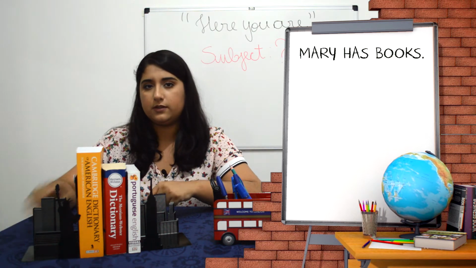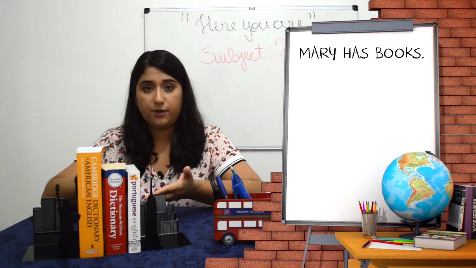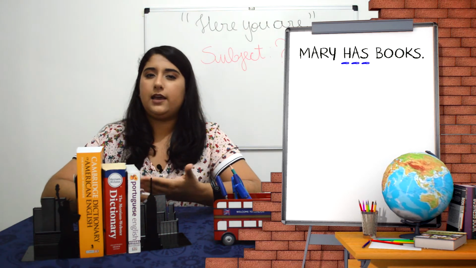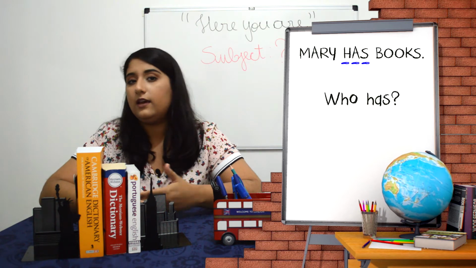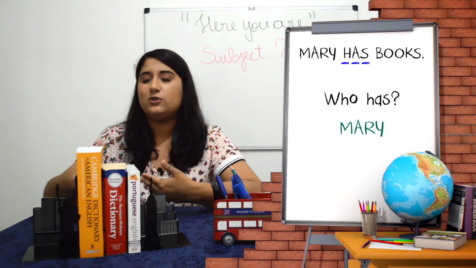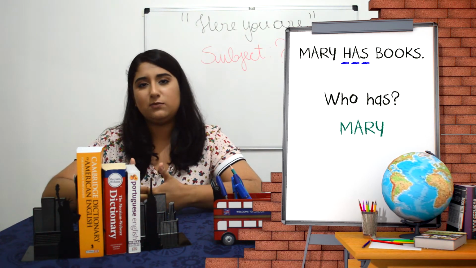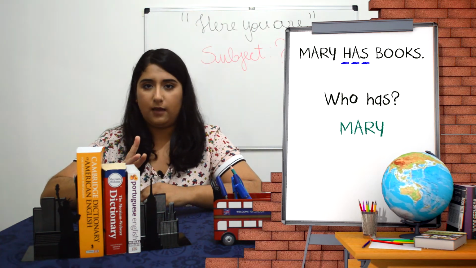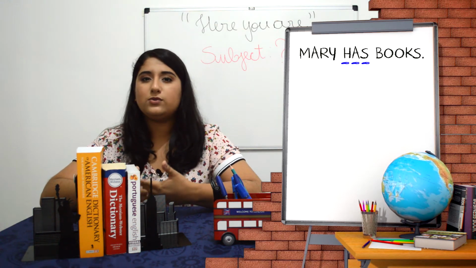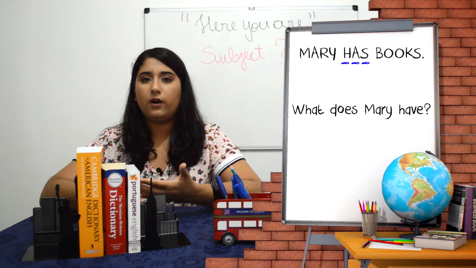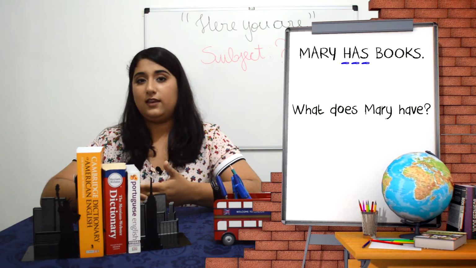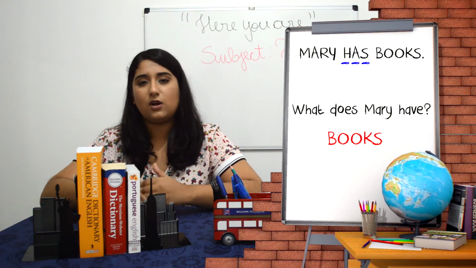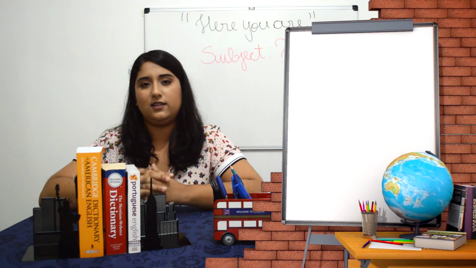Mary has books. First step, what's the verb? To have. Second step, who is performing the action of having or who has? And the answer is Mary. So, Mary is the subject of the sentence. Now, the last and third step, we can ask, who suffers the action or what does Mary have? And the answer is books. So, books is the direct object of the verb to have in this sentence.